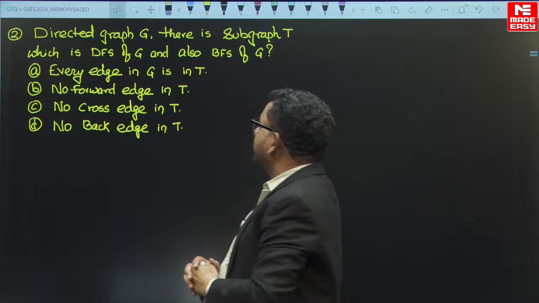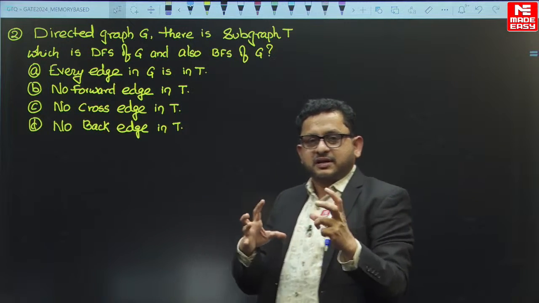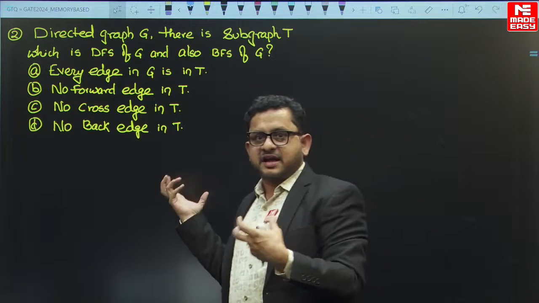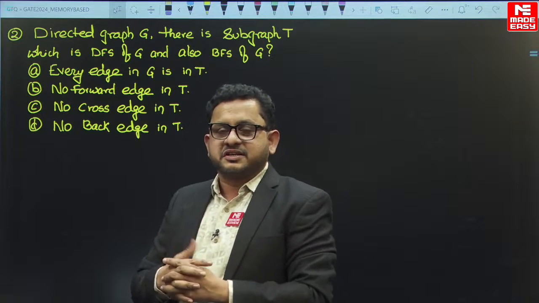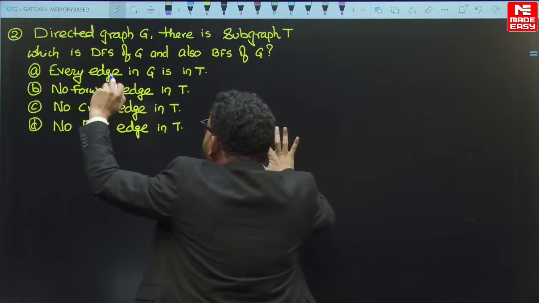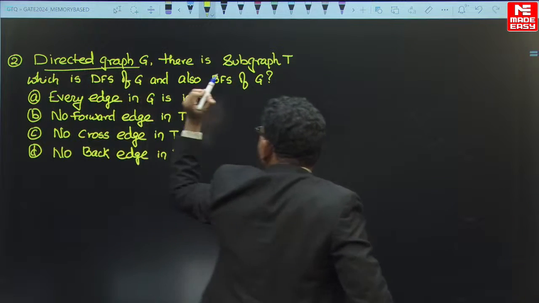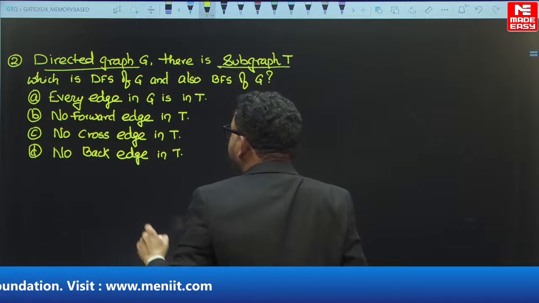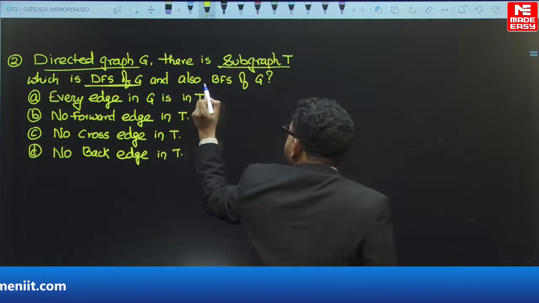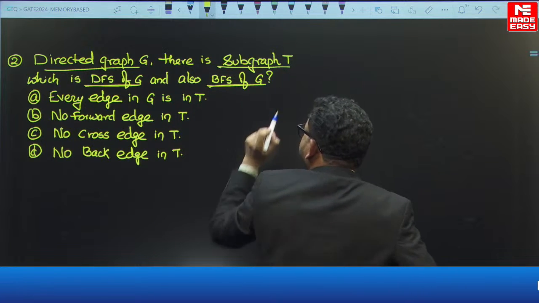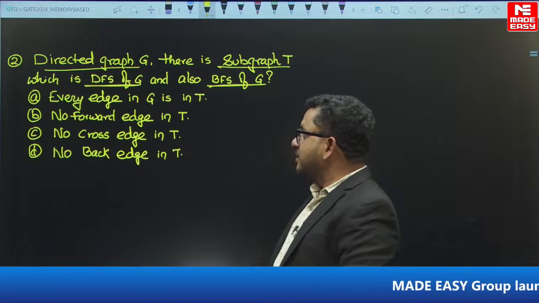Please answer this question. Directed graph G, there is a subgraph tree. Whatever data I received, I am just explaining based on that data. Once we receive the full data, we will discuss the detailed solution. As per the data I received, there is a directed graph G and the subgraph T, which is a DFS tree of G and also a BFS tree of G. It is DFS as well as BFS, right?